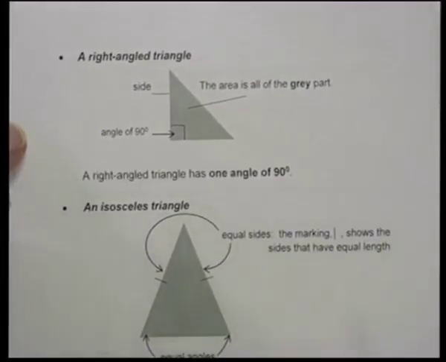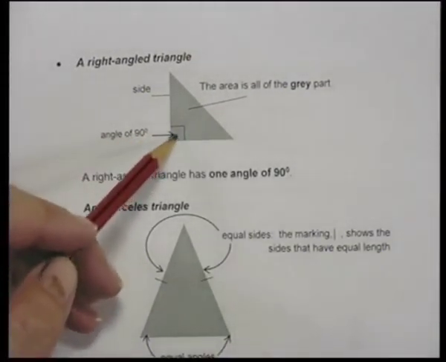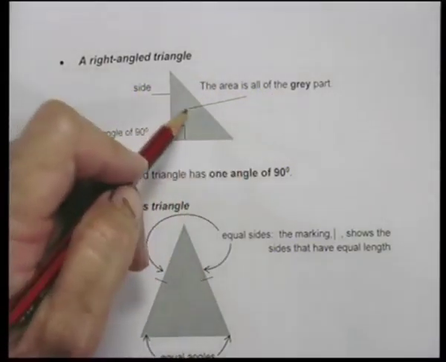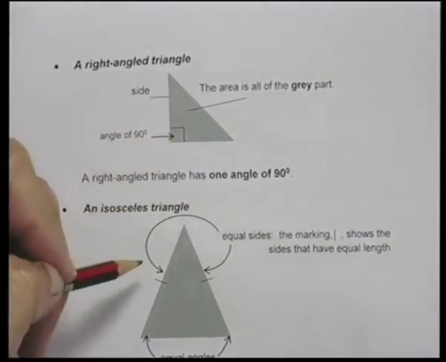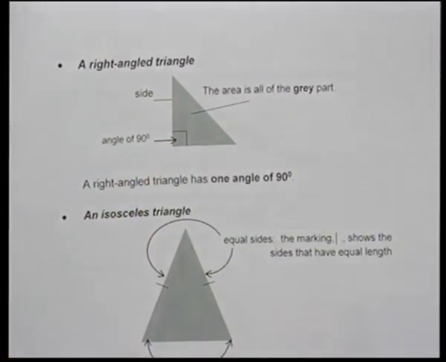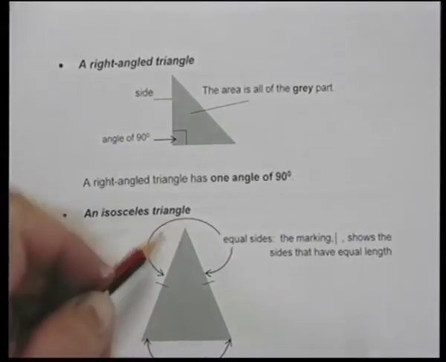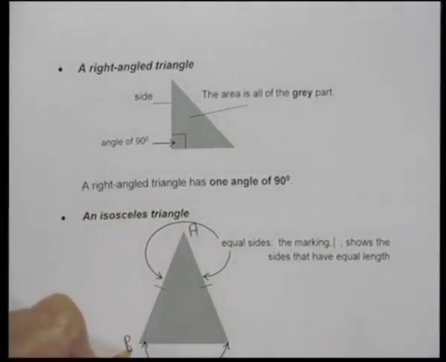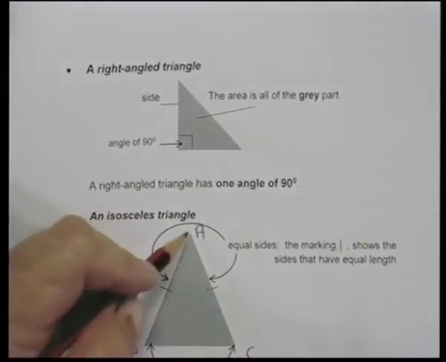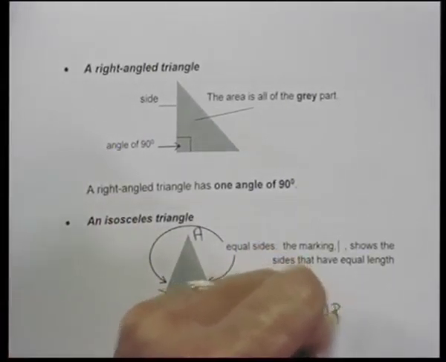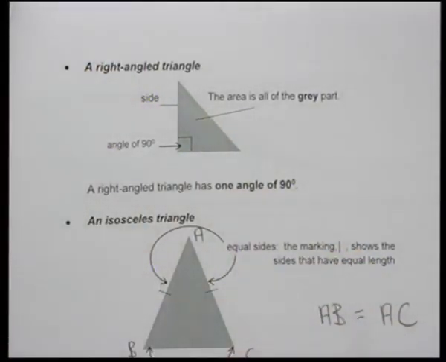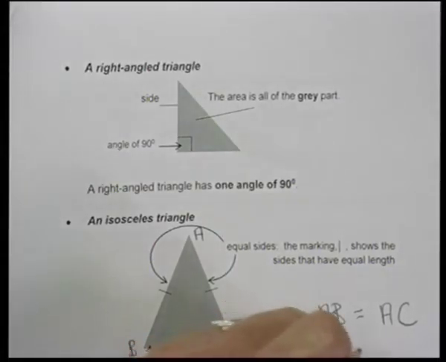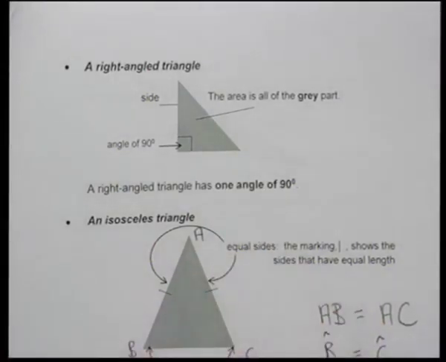The different types of triangles, the side and the angle of 90 degrees, the area of all its gray part. This is a right angle triangle because it has an angle of 90 degrees. Now, this side, let's say this is ABC, and we can see that AB is equal to AC. And then we can see that angle B is the same size as angle C.